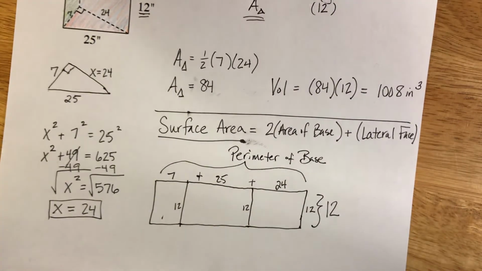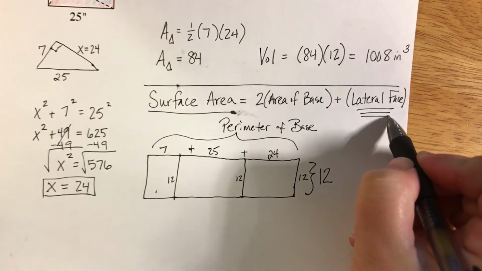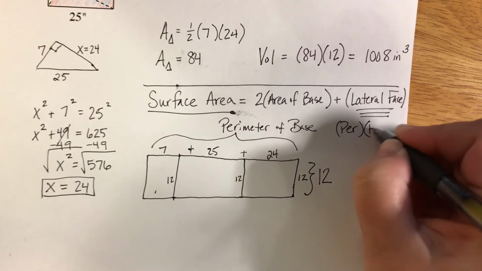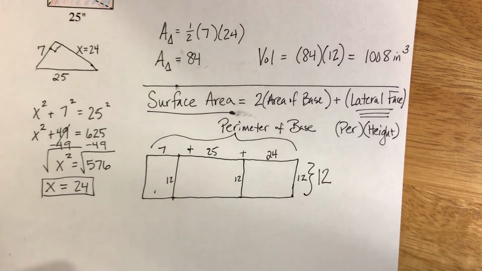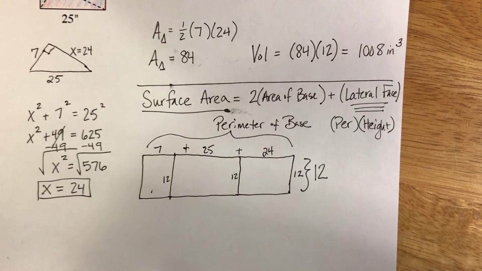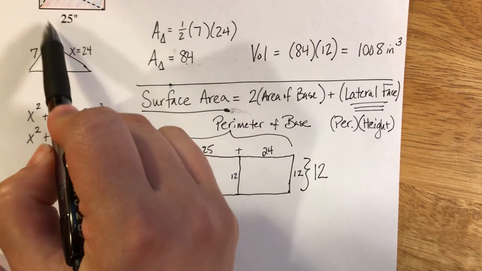So what that means is when I'm finding the surface area of a prism, this lateral face part of it is going to equal the perimeter times the height of the prism. It's very similar to when we did cylinders. The lateral face was the circumference of the base times the height. In this case, we're going to be using the perimeter of our base, which for this, it's a triangle, 7 plus 25 plus 24. We already know the area of the base from up here. That was 84, and there's two of them. There's the top and the bottom.